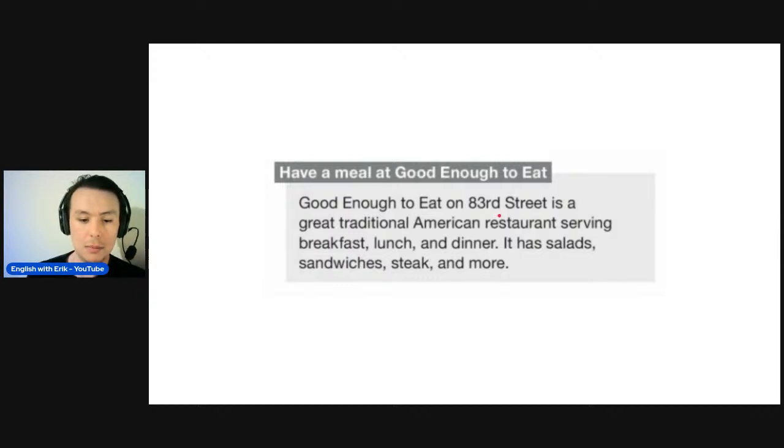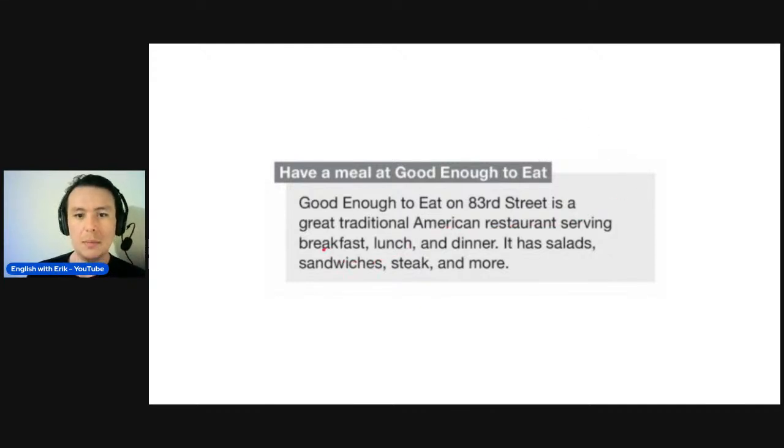83rd. One more time, please. 83rd. Yeah, it's an ordinal number, like the first, the second, and the third. And in New York, or basically in the United States, you have that way of talking about the streets. You can say the first street, the second street, or in this case, the 83rd Street.